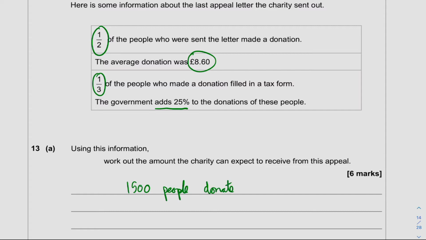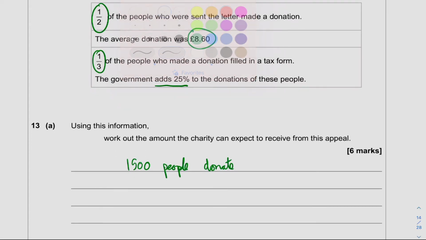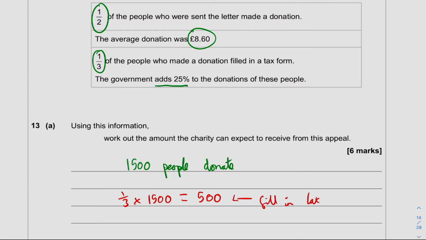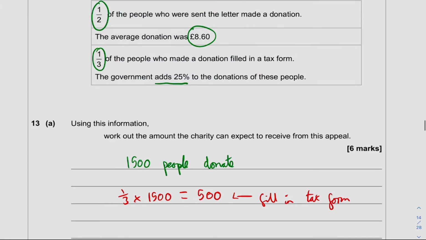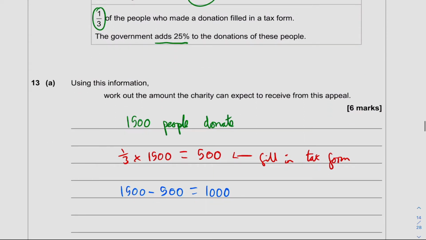We are then told that a third of the people who make a donation fill in the tax form. So a third of 1,500 is equal to 500 people who fill in the tax form. That leaves us with 1,500 people, take away the 500 who filled in the tax form, leaving 1,000 people who just made a regular donation.